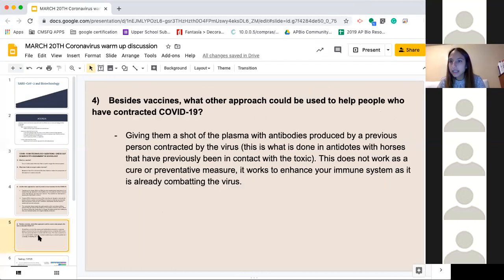Besides vaccines, we can also think about a different approach. In this case, it's not a preventative approach, it's actually a treatment. The other cases can kind of be like preventative because you activate your immune system before you even come into contact with the virus. In this case, it's once you come into contact with the virus, you can enhance your immune system.